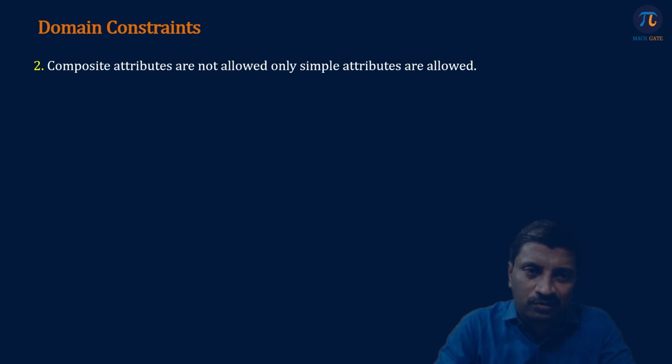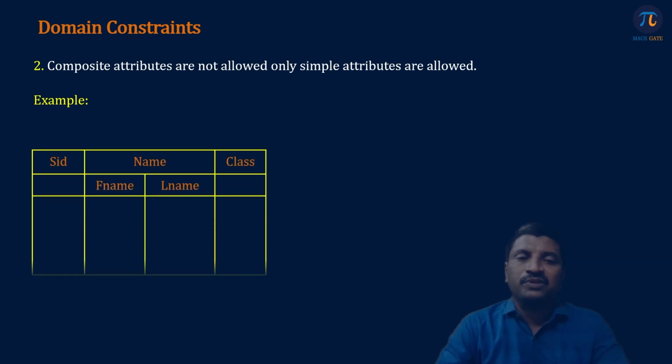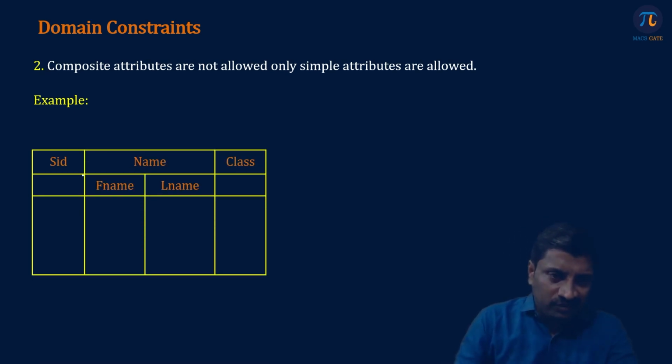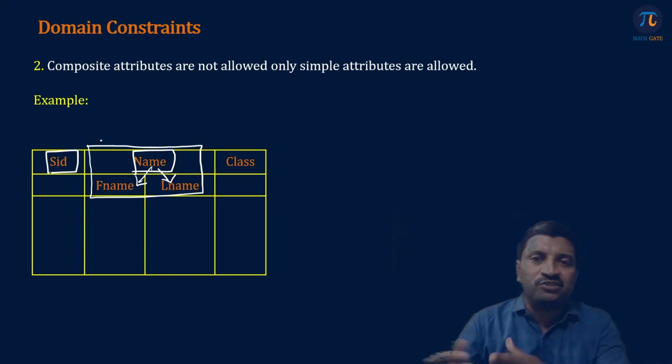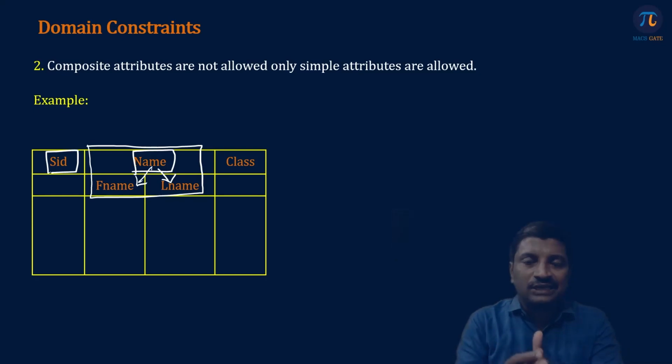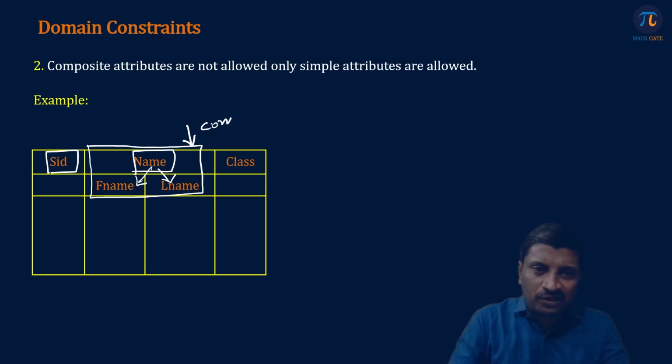The next one, composite attributes are not allowed. Only simple attributes are allowed. What is meant by composite attribute? Let me explain with an example. Suppose we have a relation with 3 attributes. The first one is SID. The second one is name, which is having 2 parts, first name and last name. So this is an example of a composite attribute. If any attribute is further divided into 2 or more parts, then that is called composite attribute. So this type of composite attributes are not allowed in our relation.